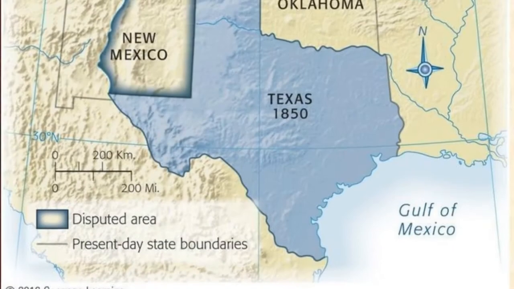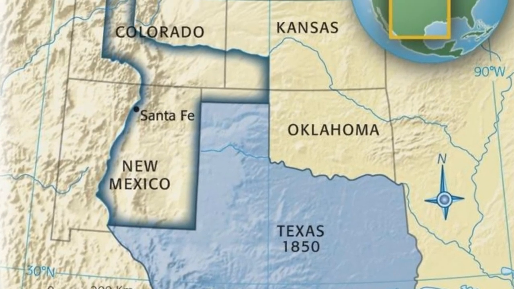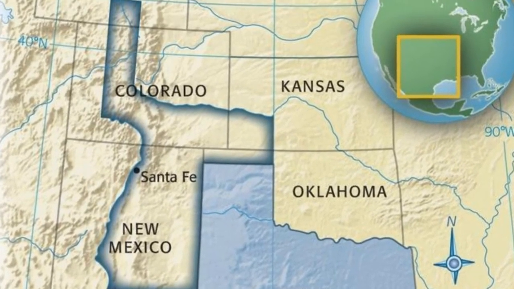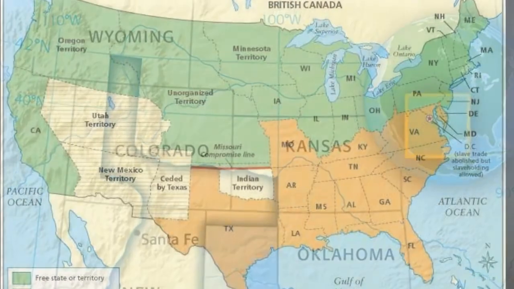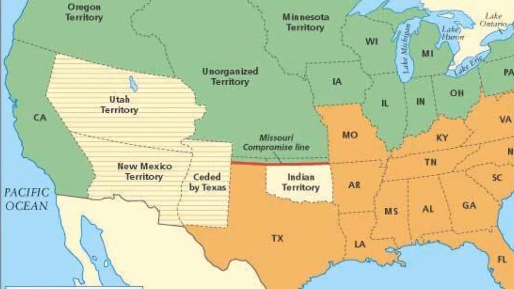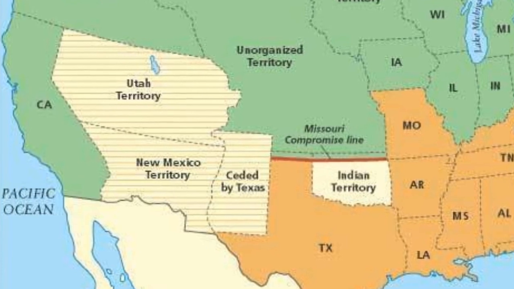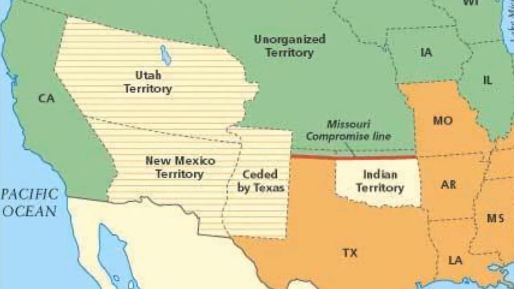Finally, the Compromise of 1850 settled a territorial dispute involving Texas. Texas had claimed a huge piece of land that today consists of part of New Mexico, Colorado, and Kansas. This large area was separated from Texas by the federal government and became part of the newly organized New Mexico and Utah territories. These regions were given power to choose for themselves whether or not they would allow slavery, following Lewis Cass's concept of popular sovereignty.